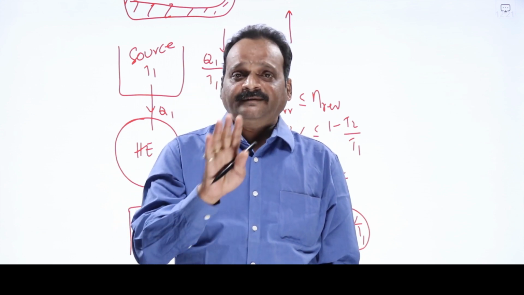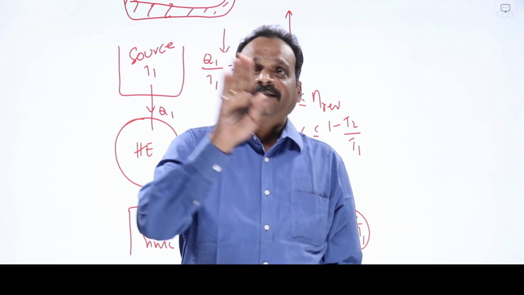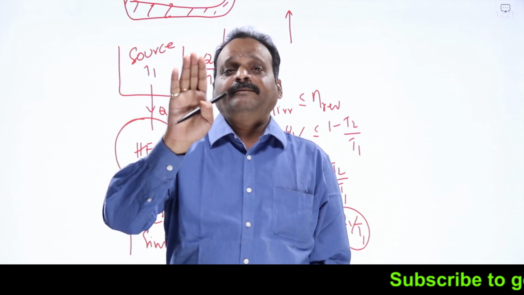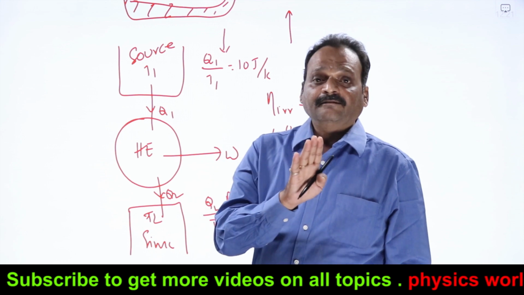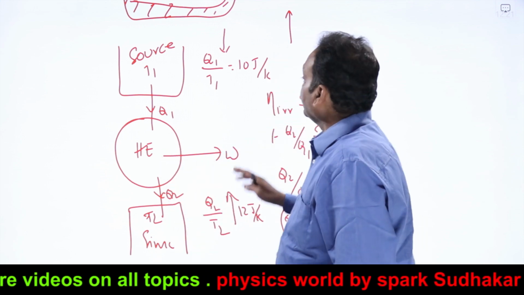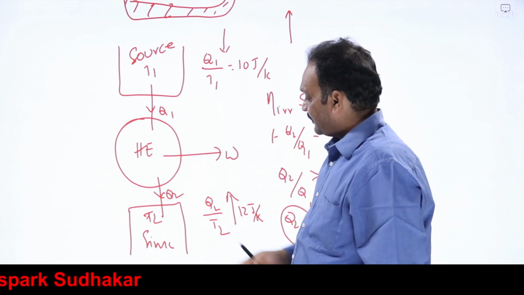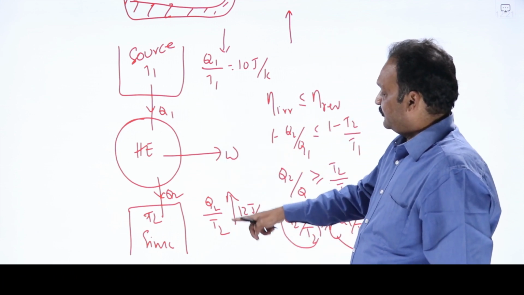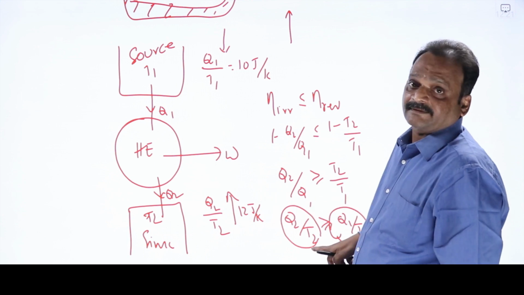Processes are only two types, reversible and irreversible. If the process is a reversible process, entropy remains constant. If it is an irreversible process, entropy increases. But entropy of the universe will never decrease. Okay, entropy of the universe never decreases. That is one important consequence. From Carnot's theorem, we can arrive at that point. That is, Q2 by T2 is greater than Q1 by T1 for an irreversible cyclic process.